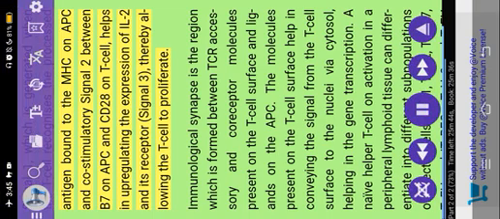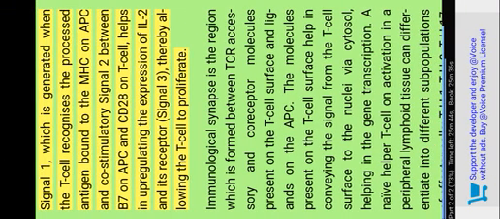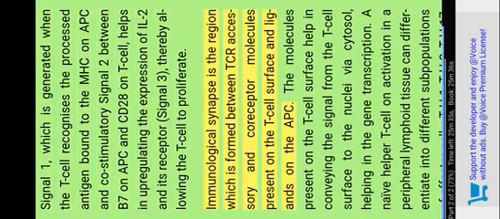Signal 1, which is generated when the T cell recognizes the processed antigen bound to the MHC on the APC, and co-stimulatory signal 2 between B7 on the APC and CD28 on the T cell, help in upregulating the expression of IL-2 and its receptor, signal 3, thereby allowing the T cell to proliferate.